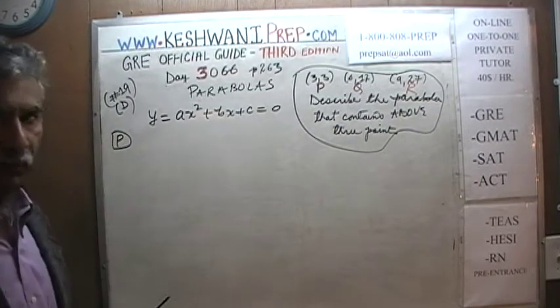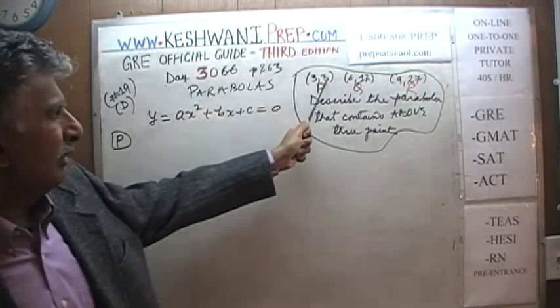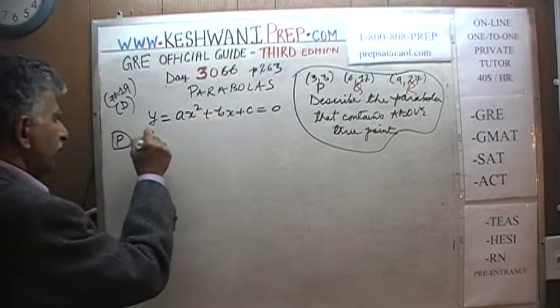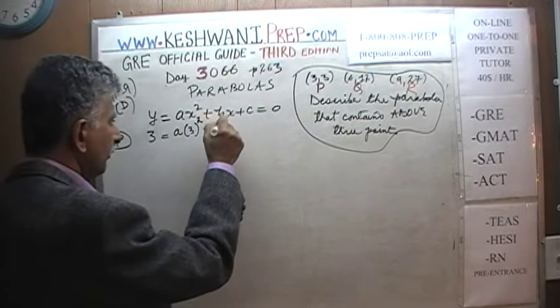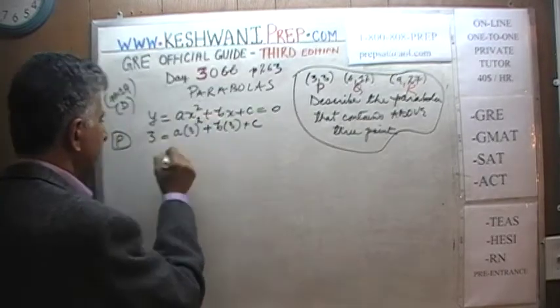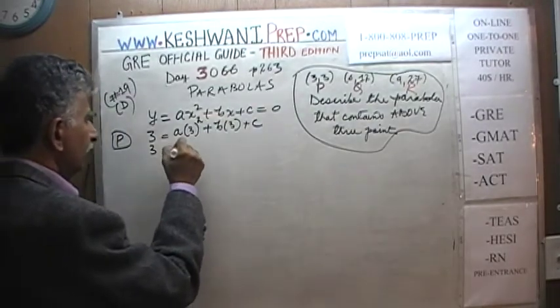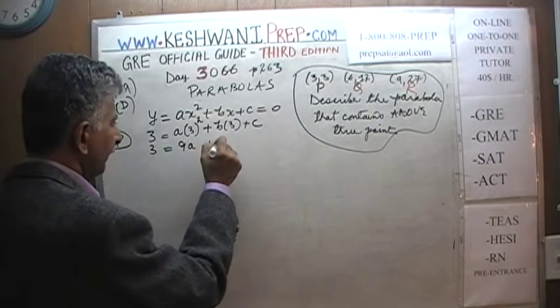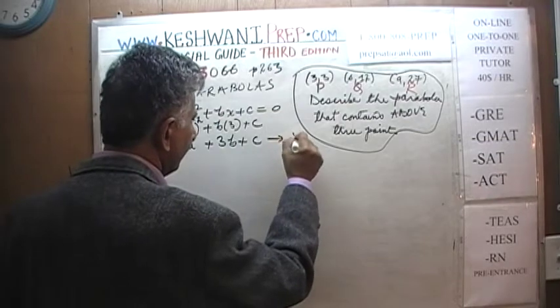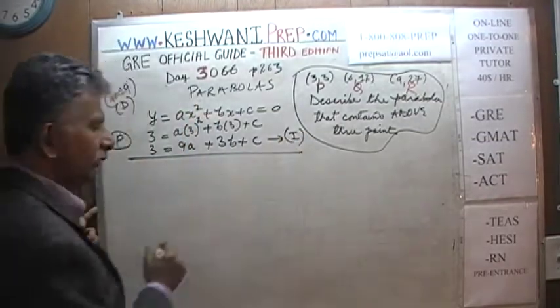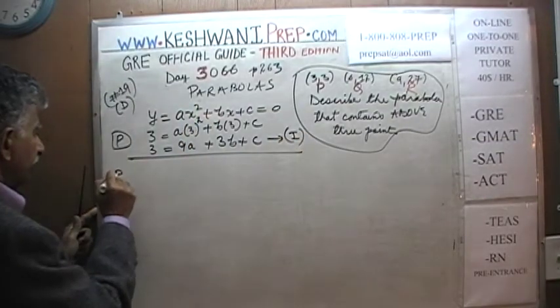If we deal with point P, point P tells us that when x is equal to 3, y is equal to 3. So we're going to put in 3 here for x. And we end up with 3 equals 9a plus 3b plus c, and that's our first equation. Let's work on the second equation, which is going to be from point Q.